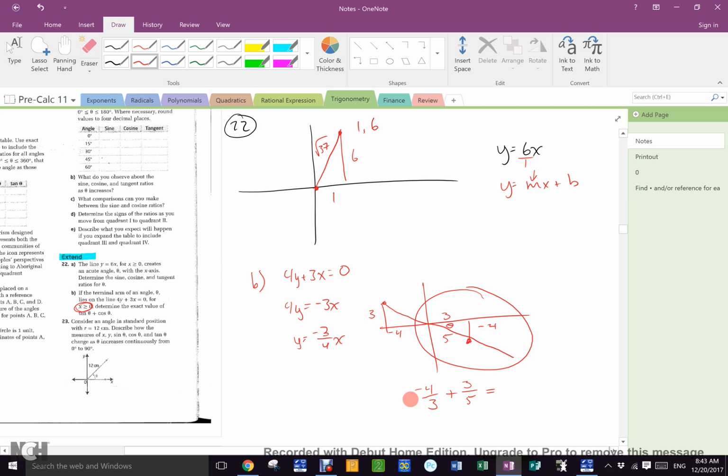I want to add them. What do I do with that? Find a common denominator, which is 20. Negative 15 plus 16. Negative 5 over 15, which is negative 1/3. Everybody cool?